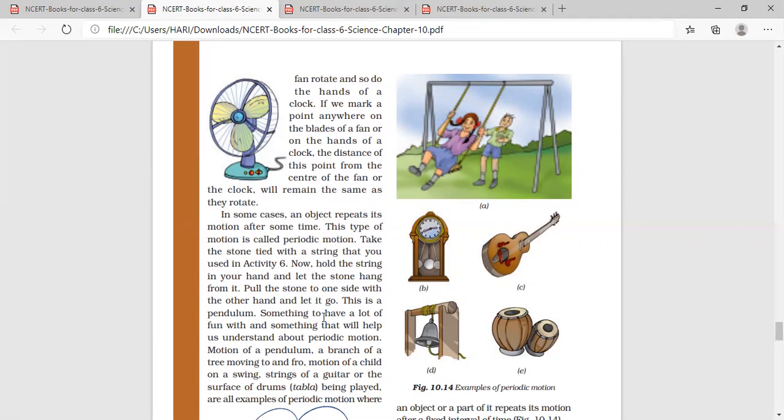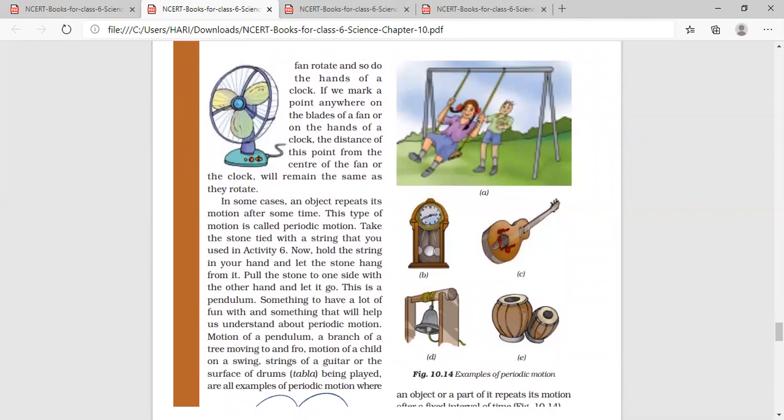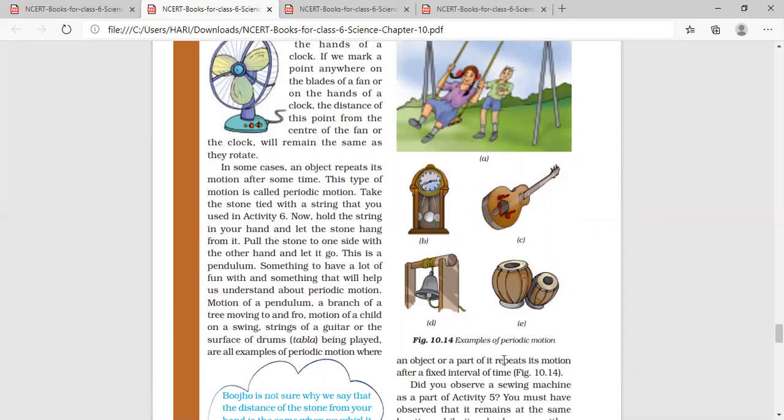This is a pendulum, something to have a lot of fun with, and it will help us understand periodic motion. The motion of a pendulum, a branch of a tree moving to and fro, the motion of a child on a swing, the string of a guitar, or the surface of drums being played are examples of periodic motion where an object or a part of it repeats its motion after a fixed interval of time. Now we are going to learn about periodic motion. What is periodic motion? The motion that repeats at a regular interval of time.